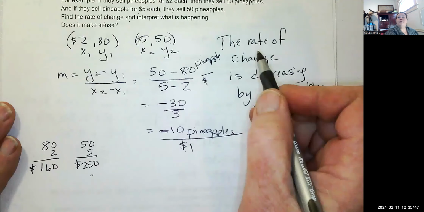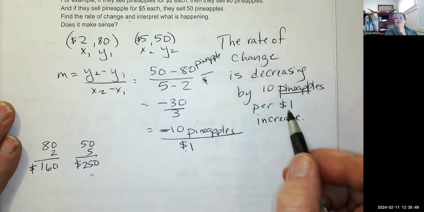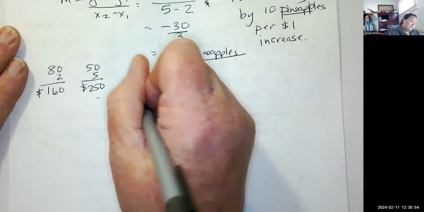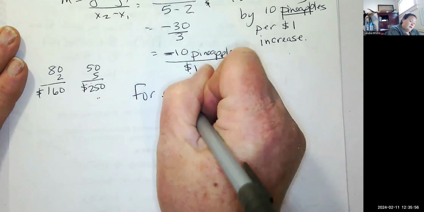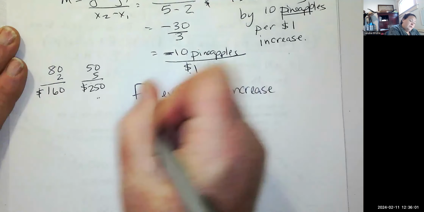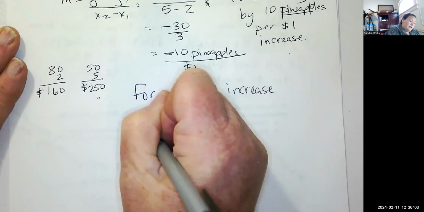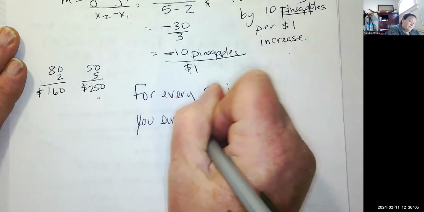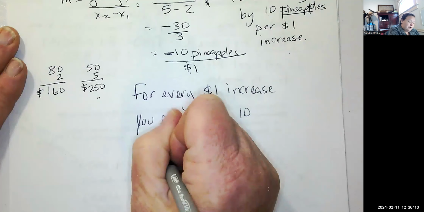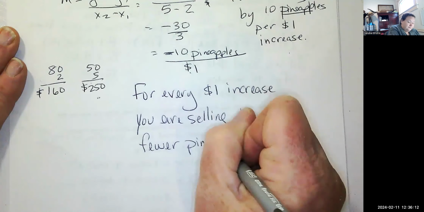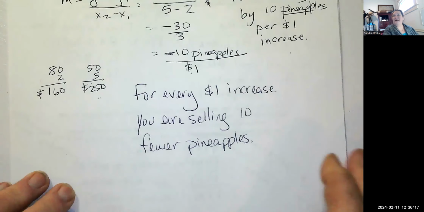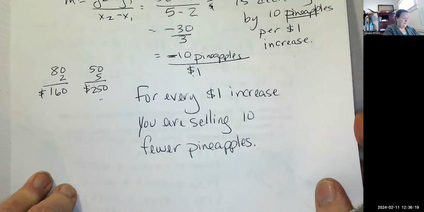Okay, so we've interpreted what's happening. For every dollar increase, you're selling 10 fewer pineapples. I'm going to write that: for every $1 increase in price, you are selling 10 fewer, 10 less, however you want to say it, 10 fewer pineapples. Is that bad? Well, we just proved it's not. It's all about the money.